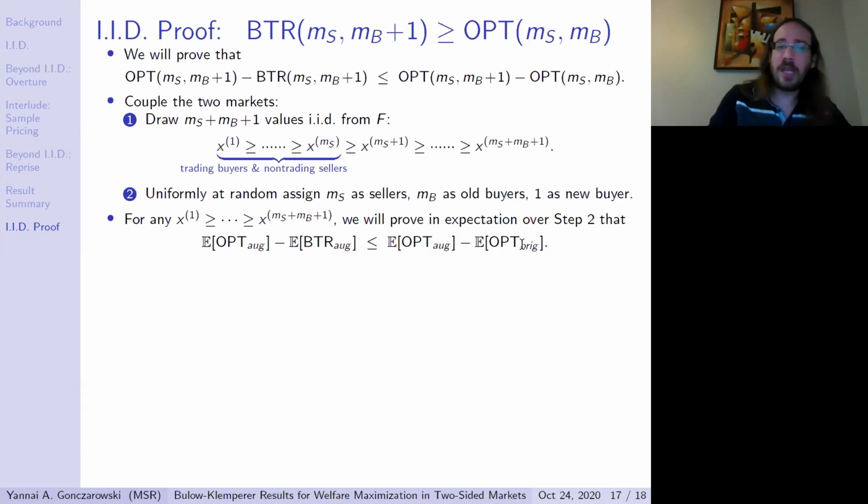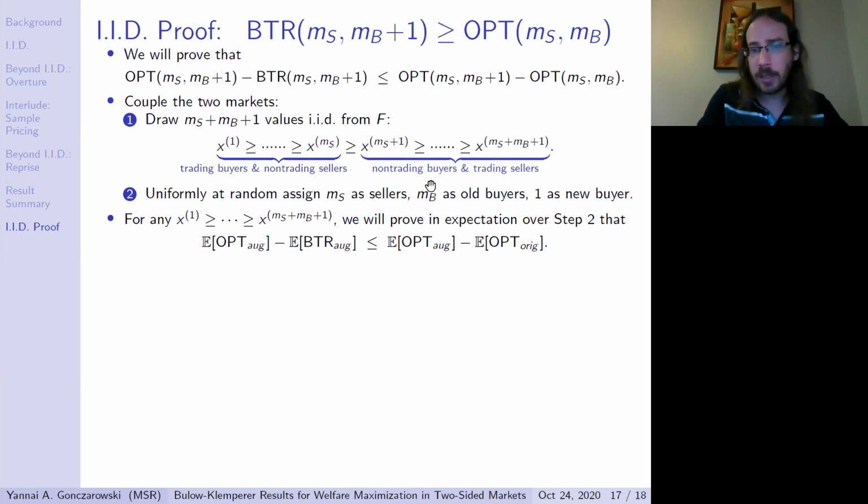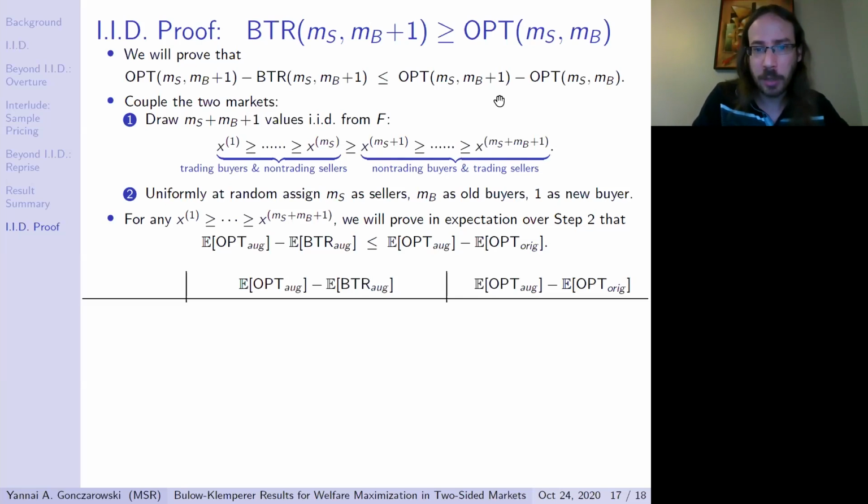And I should note, even before realizing stage 2, once we've drawn these, we already know that for opt in the augmented market, the trading buyers and the non-trading sellers are going to be these guys. These guys, in opt, are going to be the guys who keep the items, because that's the way to maximize welfare, right? For the MS top guys to have items. So keep in mind that this is true even before we realize stage 2. And these obviously are the non-trading buyers, non-trading sellers.